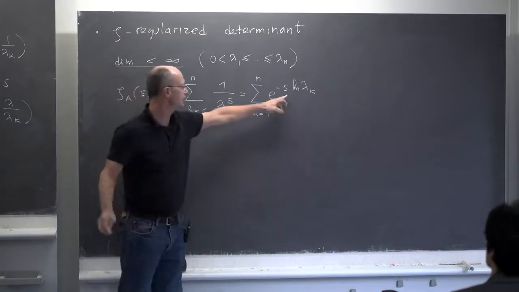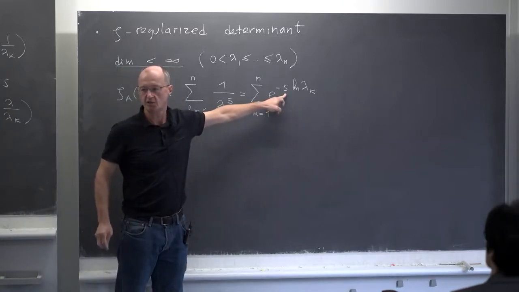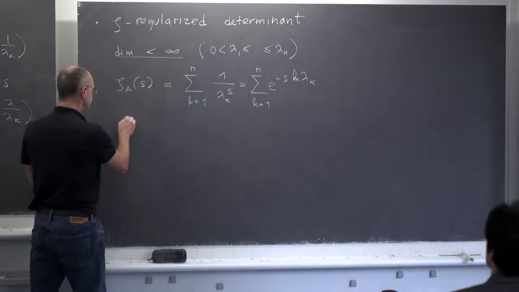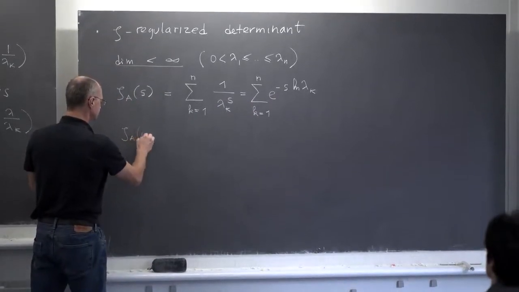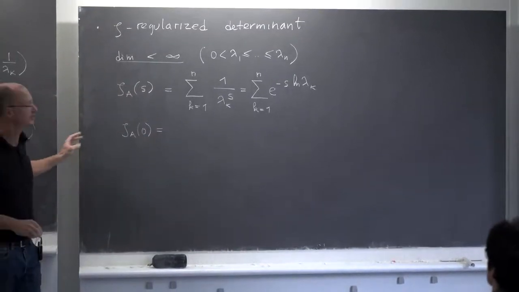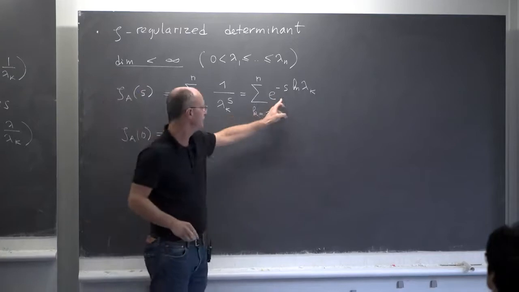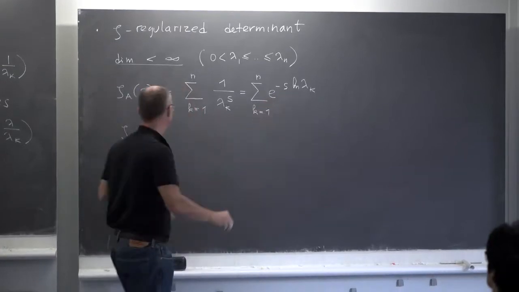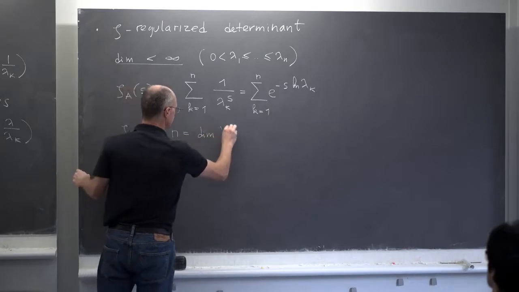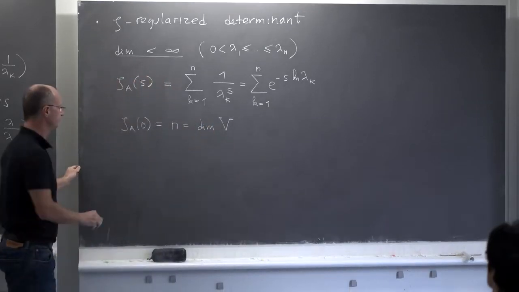Now this is a holomorphic function of s on the whole complex plane, and in particular I can look at its value at 0, right? So the value at 0 is simply the sum of ones, and this is equal to n, and this is the dimension of the space V.